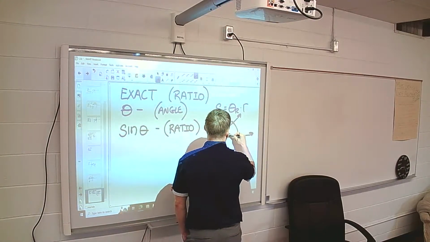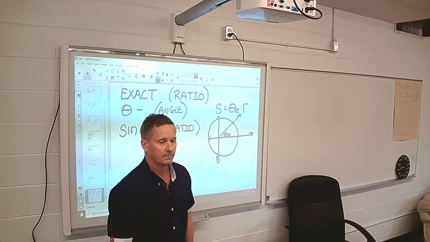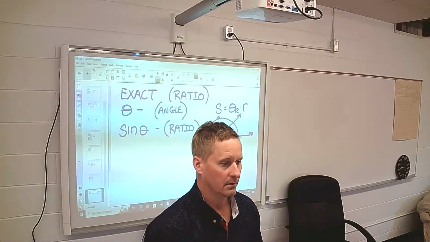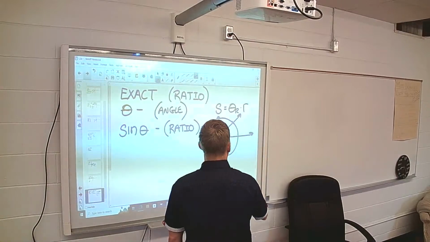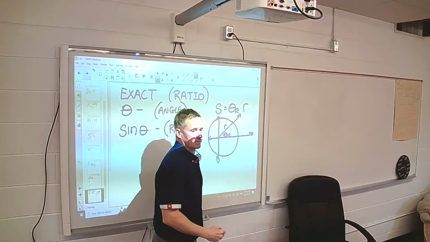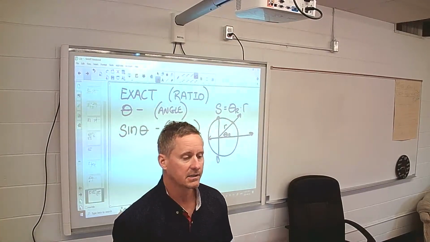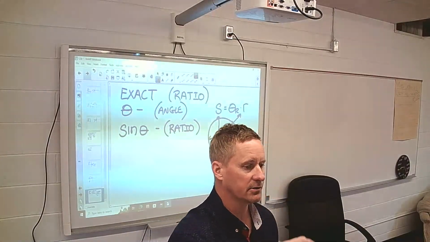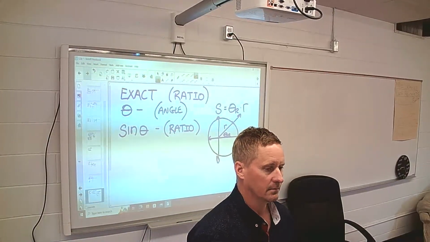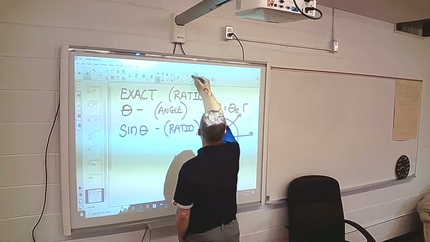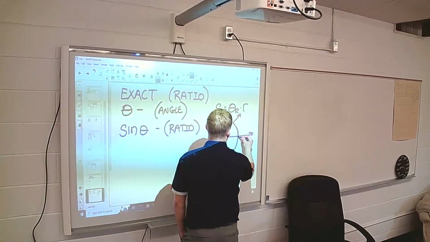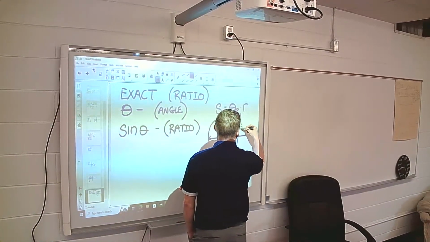Here's your angle. That's called your central angle. Follow? All right. This is your radius, the distance from 0, 0 to the edge of the circle. Good so far? This right here is the measure of the arc length.